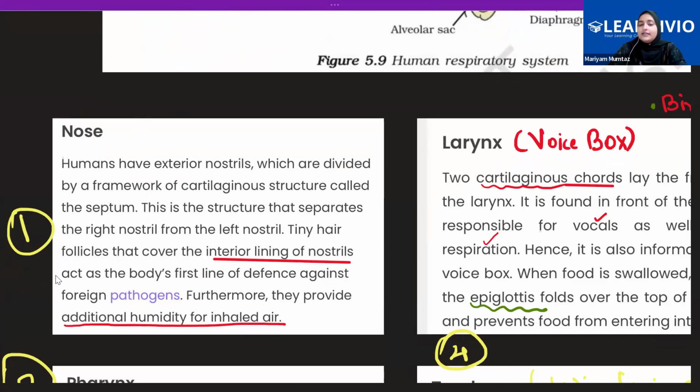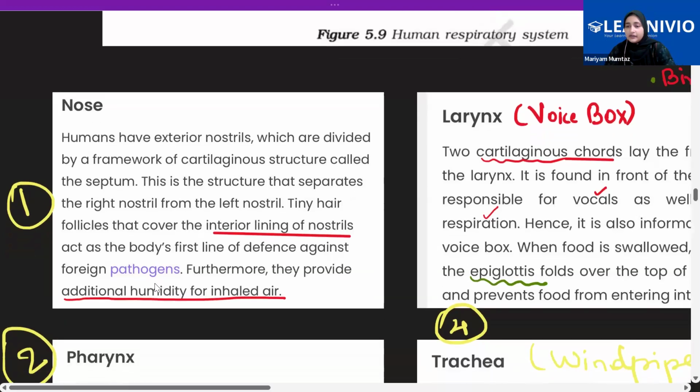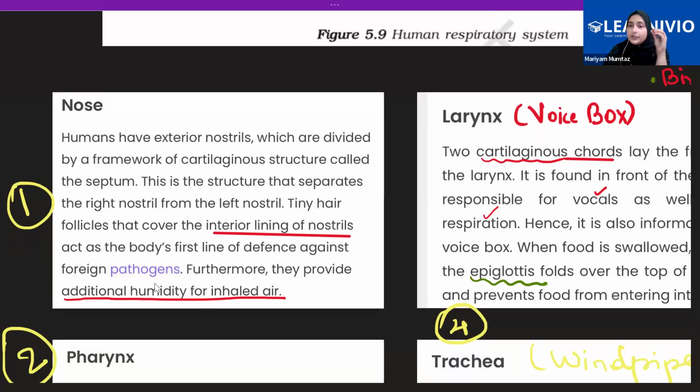Now, inside there are tiny hair follicles that form the lining of the nostrils. Now, why do we have that? We have that so as to act like a filter, right? It will trap any airborne particle, whether it is dust, whether it is pathogen, or any foreign particle that there is. The nasal hair, the hair in the nose, they will trap. Is it clear?